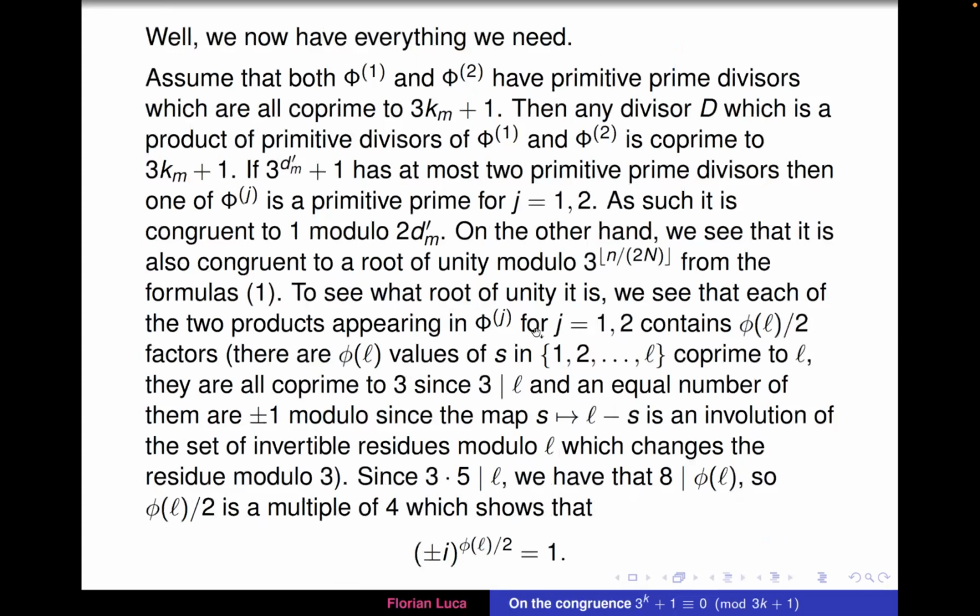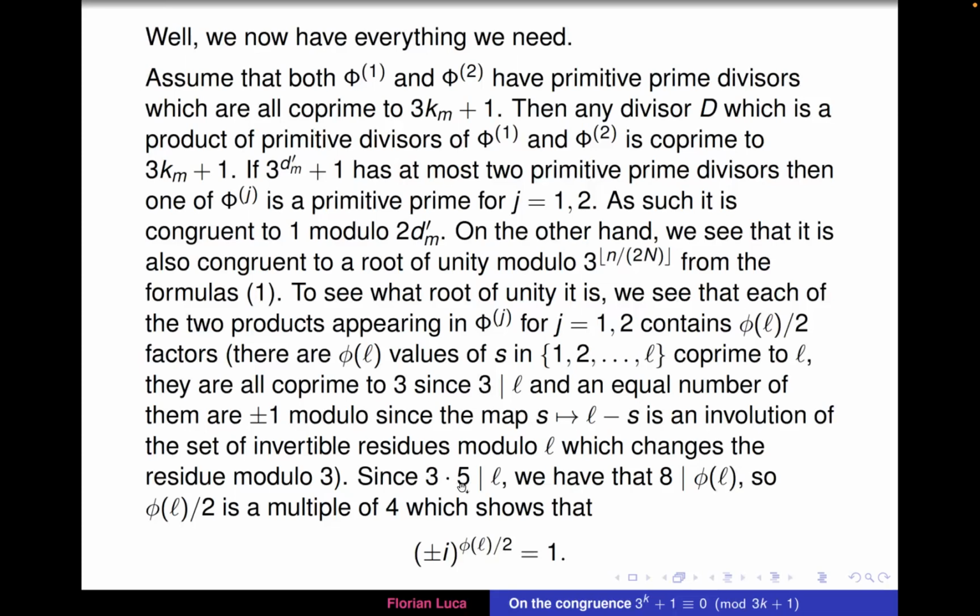You look at this root of unity, then you see that each one of the factors contains phi of L over 2 of those values, because there are phi of L values among 1, 2 up to L which are co-prime to L. They are all co-prime to 3. And then half of them are 1 and half of them are negative 1 because of this involution map. If I take s, which is co-prime to L, then L minus s is also co-prime to L. L is a multiple of 3. This involution changes 1 mod 3 to 2 mod 3. So there's half of them which are 1 mod 3, and the other half which are 2 mod 3. And how even is phi of L?